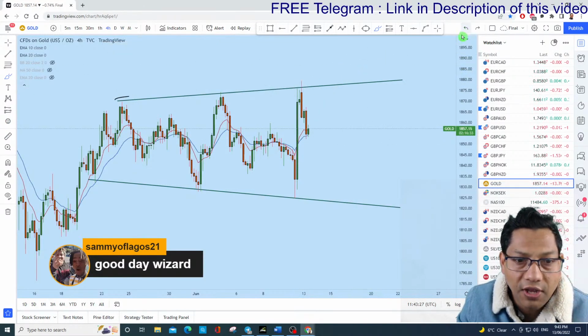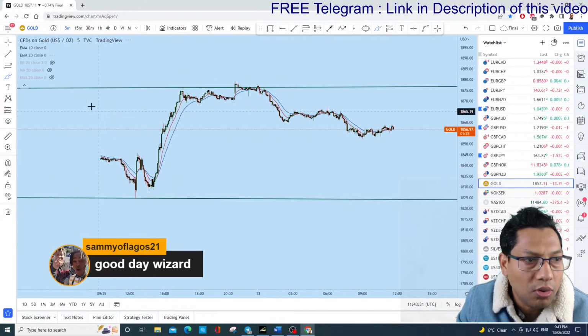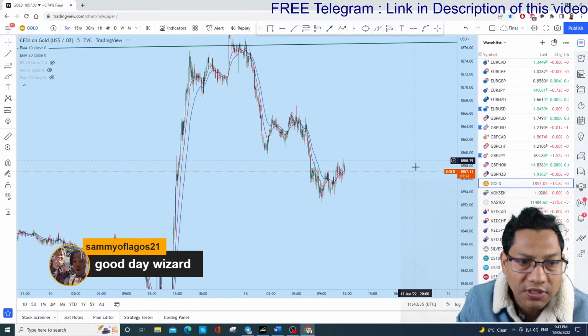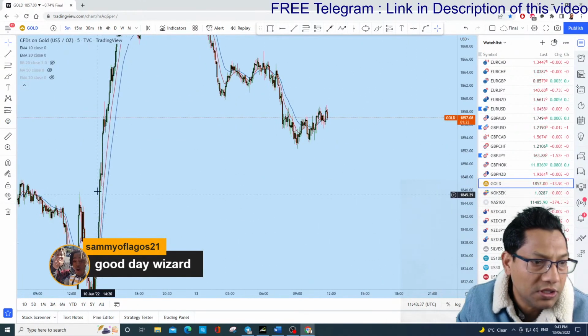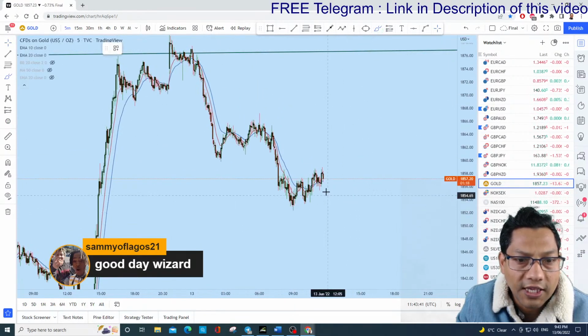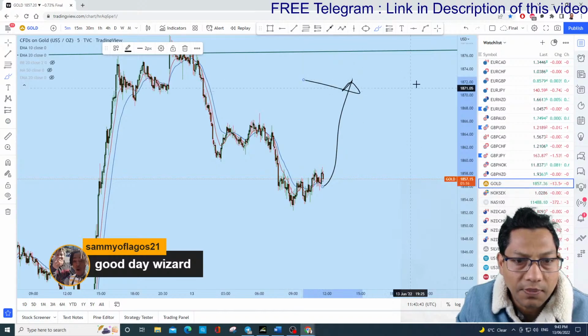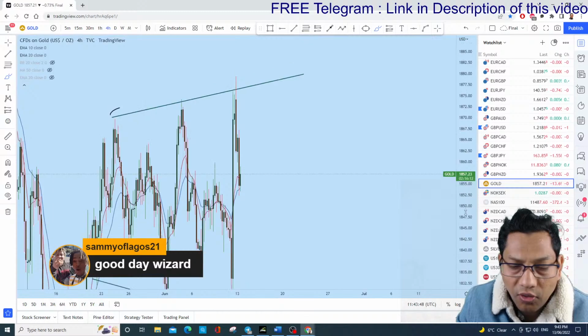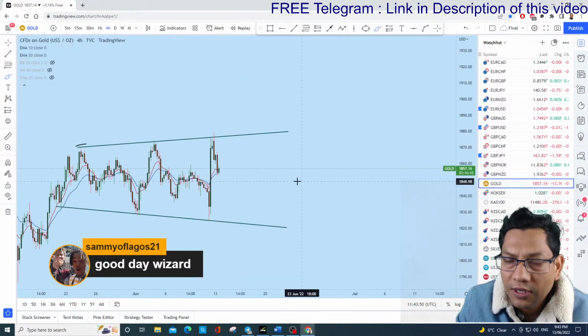But if you are trading on a very low time frame, such as the 5 minutes, I'll say that gold is so far bullish. On the 5 minutes, I'll say it's bullish because this is the big impulse. Now this is a correction. Now we can expect a bullish move to the upside. So that's one with the gold.